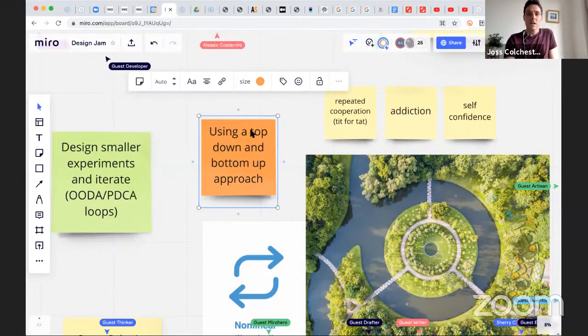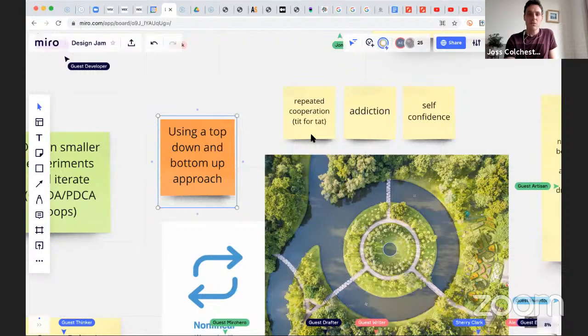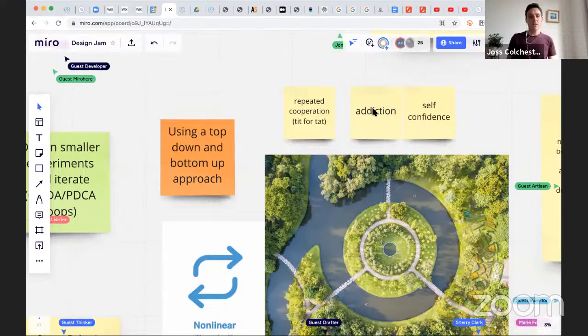So repeat cooperation, tit for tat. Yep. Addiction, self-confidence.